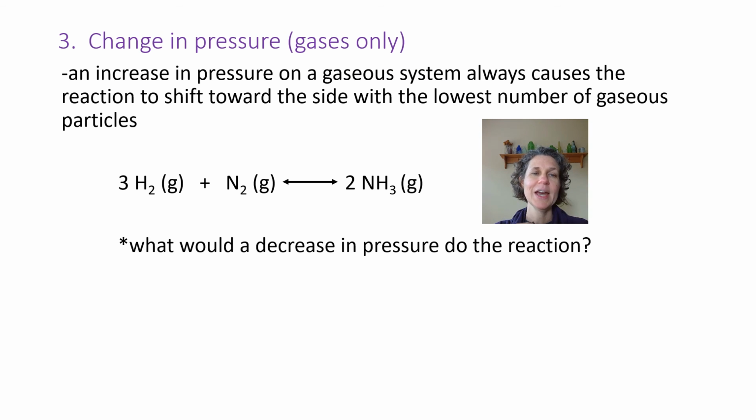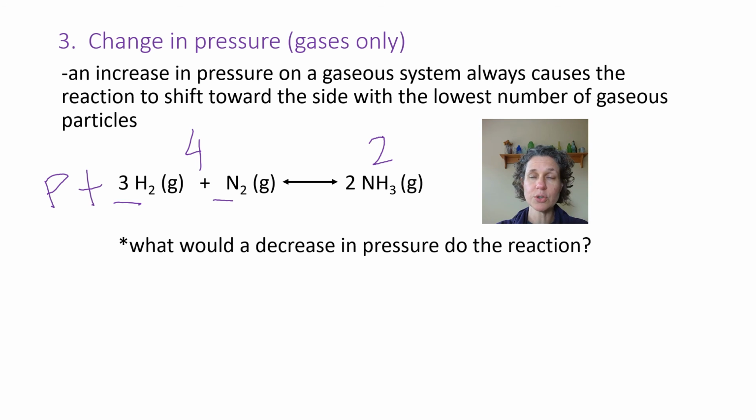Okay, last thing. So now, change in pressure. Pressure is only going to affect gases. So if you have a system where everything is a gas, then this can be affected by pressure. First thing that you have to know is, where is the pressure? And it is easy to do because you simply look at the number of gas molecules. So you add up your coefficients for the gases on each side. On this side, we've got 3 and 1. So I've got 4 gas molecules over here and just 2 over here. So I typically will just put a P for pressure over here. That's where the pressure is.